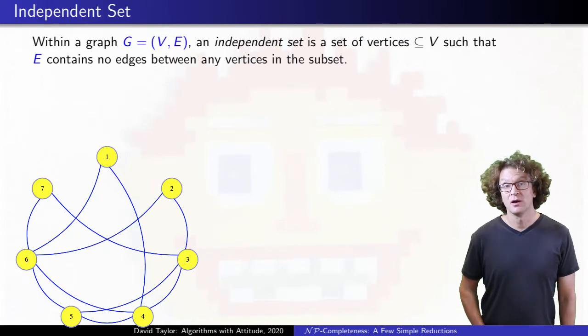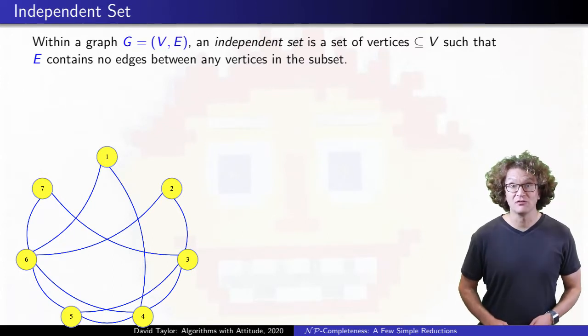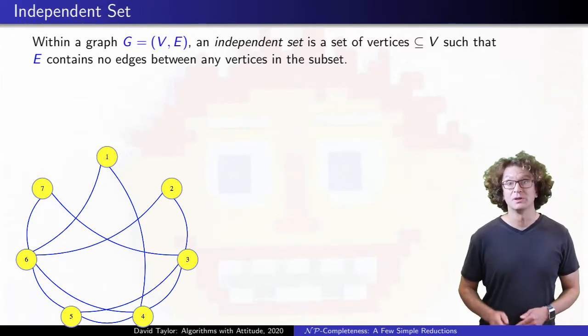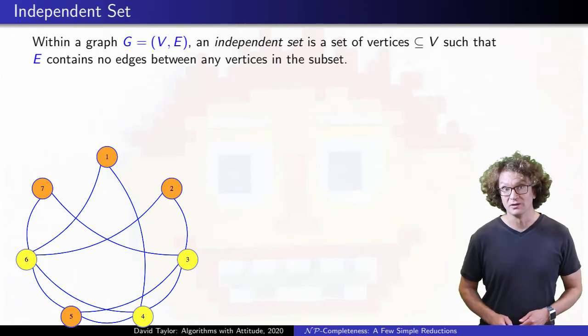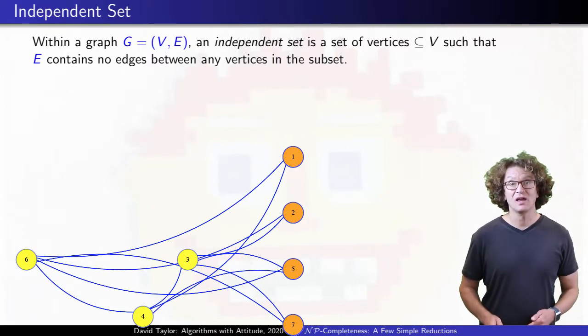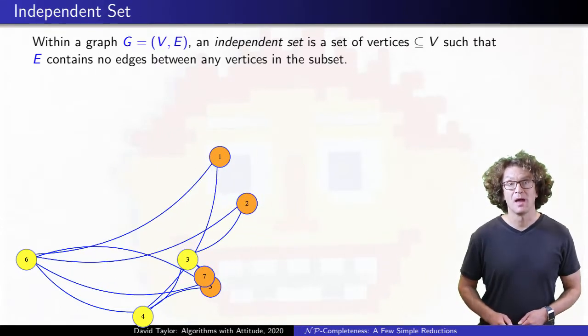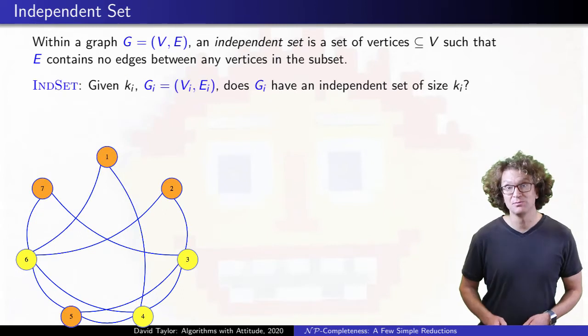I'll start here by defining the independent set problem. Within an undirected graph, an independent set is a set of vertices with no edges between them. If edges model dependencies of vertices, everything in the independent set will be pairwise independent. The independent set problem asks if there is an independent set of a given size in a graph.